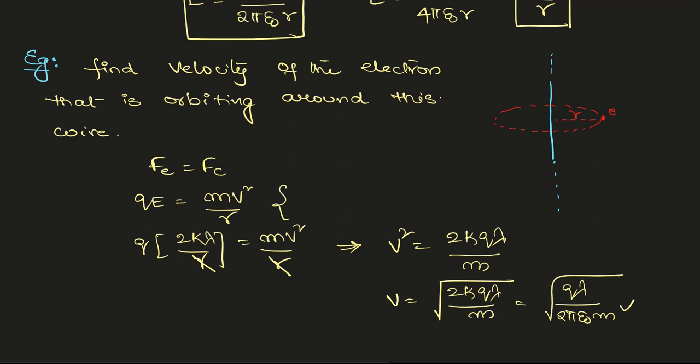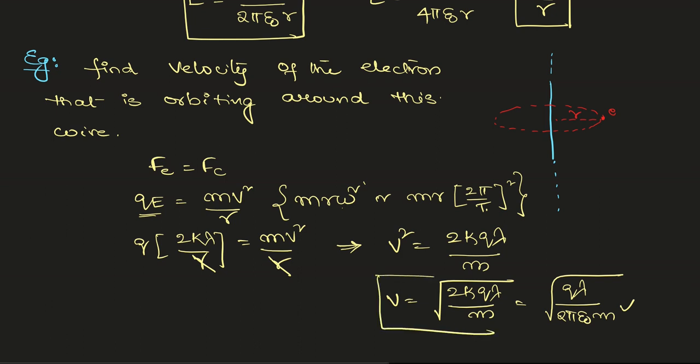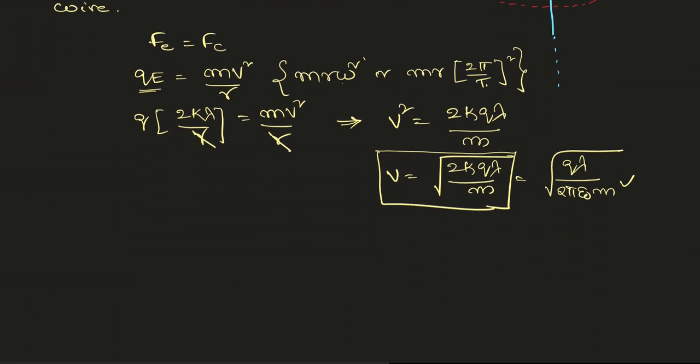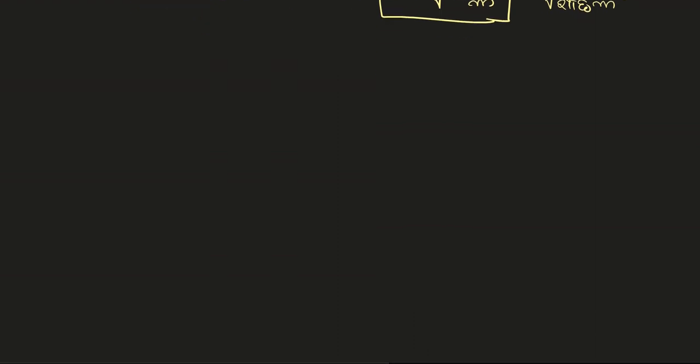Similarly, if they ask for angular velocity, then you can use the same equation with m r omega square. Or they may ask you about time period, then omega square is nothing but 2 pi by T whole square. So you can find time period or angular velocity by comparing with QE, or else they may ask you to find velocity. So a very interesting and important example. And after this, we have a few note points.